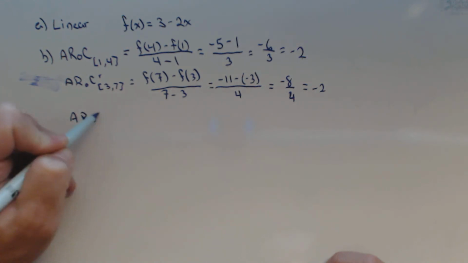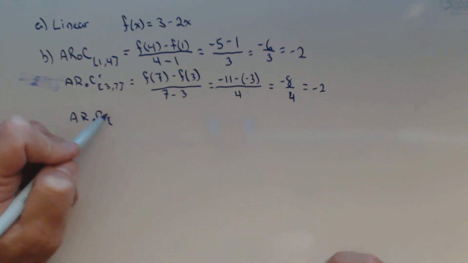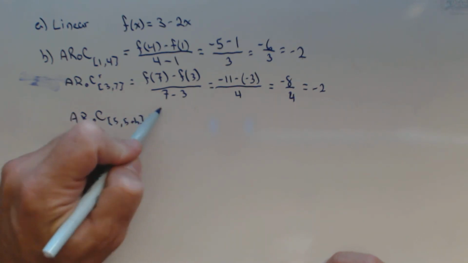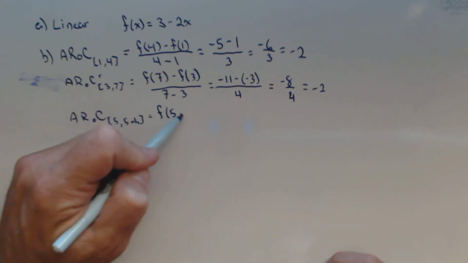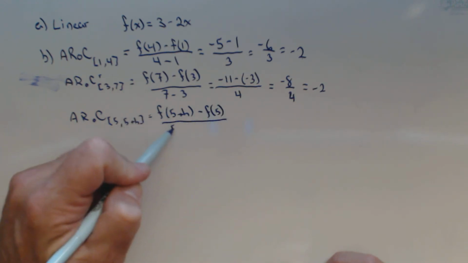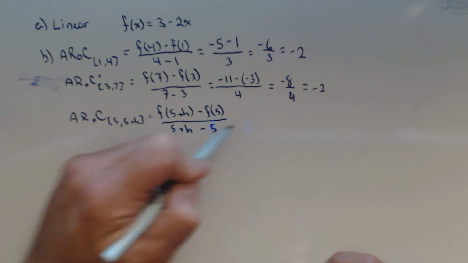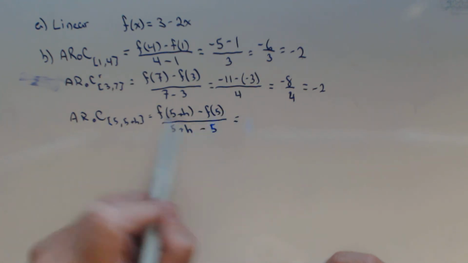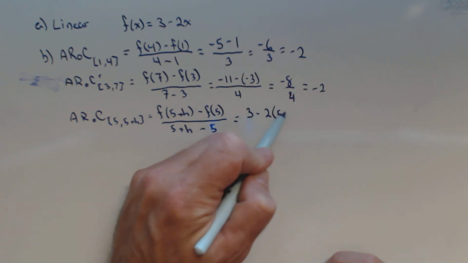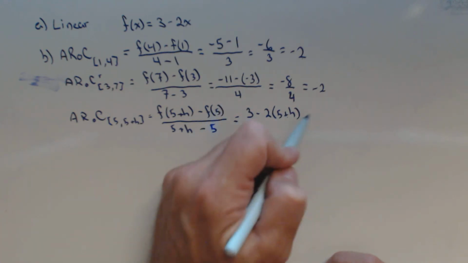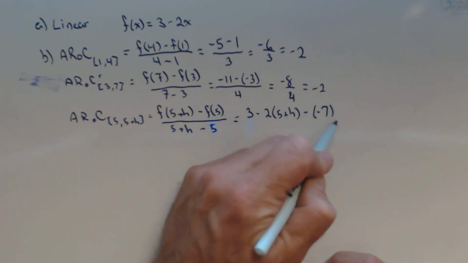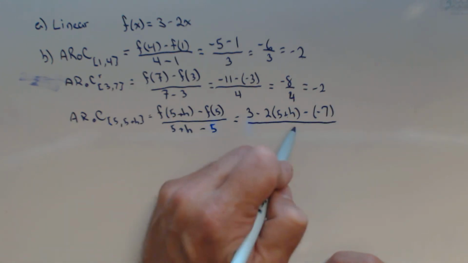Definite pattern emerging here. The average rate of change between 5 and 5 plus h. You might be able to guess what this is going to be, but we'll work through it. F of 5 plus h minus f of 5 all over 5 plus h minus 5. And what you'll see is this is basically our difference quotient. F of 5 plus h, we got 3 minus 2 times 5 plus h, minus f of 5 is going to be -7. And 5 plus h minus 5 is just h.